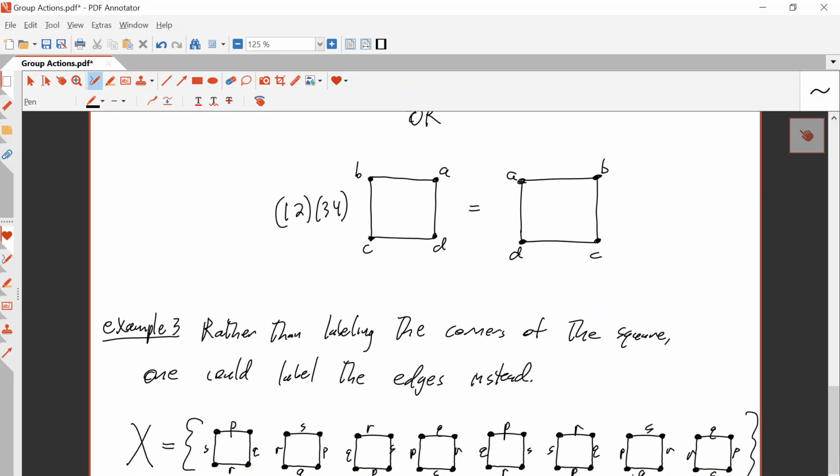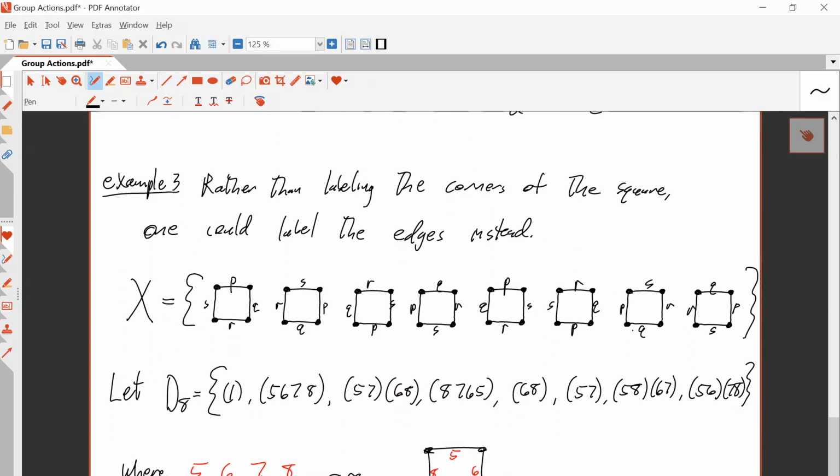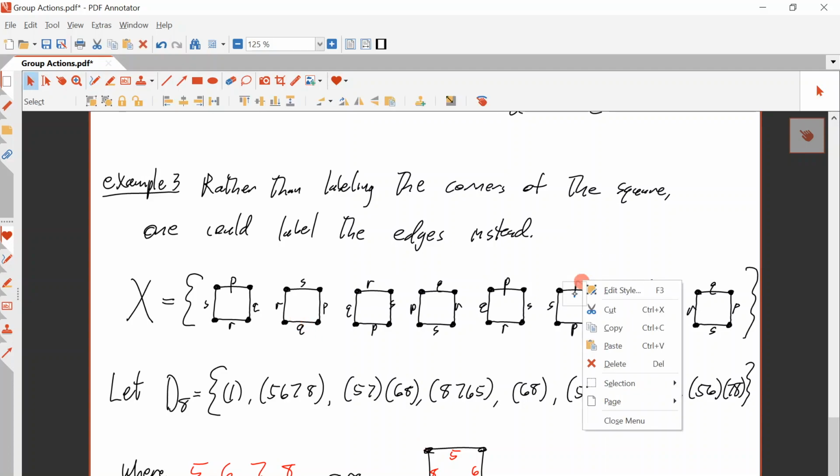Okay, what else can I do? Rather than labeling the corners of the square, one could label the edges of the square instead. One doesn't have to label the corners. One could label the edges. Now, let the dihedral group, and I'm going to use for the edges 5, 6, 7, and 8 rather than 1, 2, 3, and 4. So this is edge 5, 6, 7, and 8.